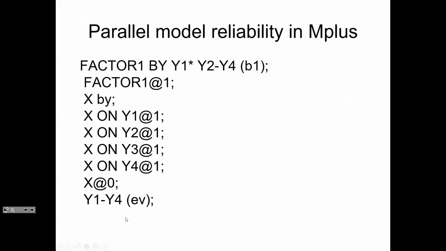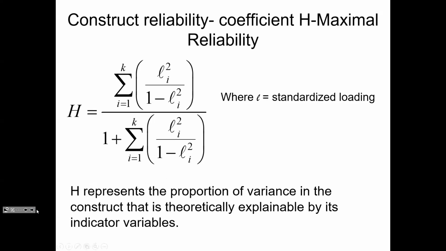Okay. Now, there's another kind of reliability that people compute in SEM world called coefficient H. And coefficient H is like the maximal reliability. You can think of this as the proportion of variance of the construct that's theoretically explainable by the indicator variables. And this tends to be, I didn't say optimistic, but it is maximal reliability. So this is going to tend to be a high estimate of reliability.